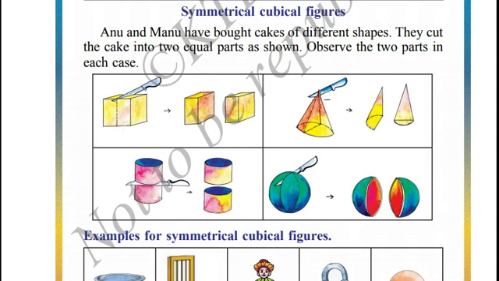When the cone is being cut from the tip to the diameter of the base of the circle, we get two equal halves which are symmetrical.